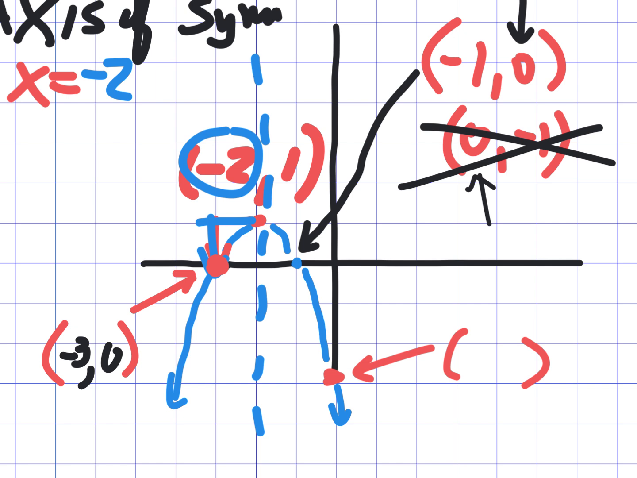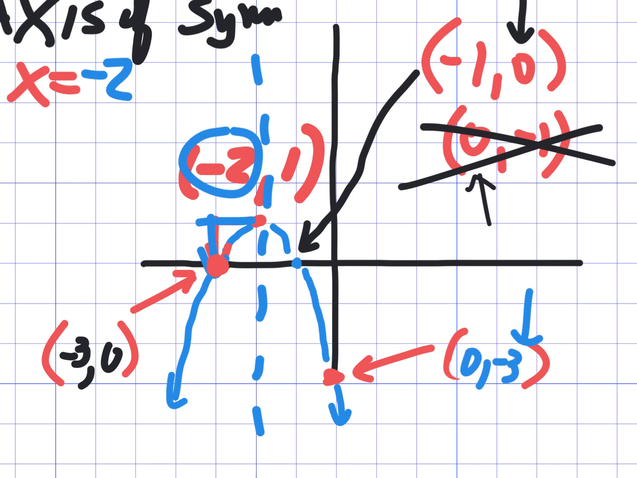And the y-intercept would be at negative 3, 0. Well, let me just look at it for a second. Does that seem like a y-intercept where the y is 0? No, that's not how that works. The y-intercept is where the x is 0. So it's 0, comma, negative 3.